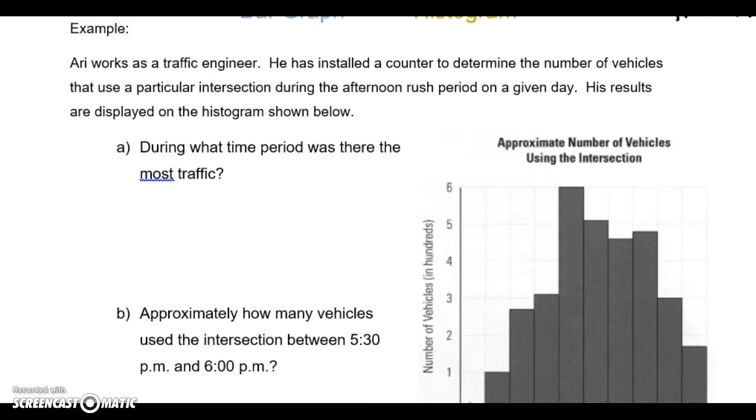So let's look at the last example, which is number 2 in your notes. Ari works as a traffic engineer. He has installed a counter to determine the number of vehicles that use a particular intersection during the afternoon rush period on a given day. His results are displayed on the histogram below.